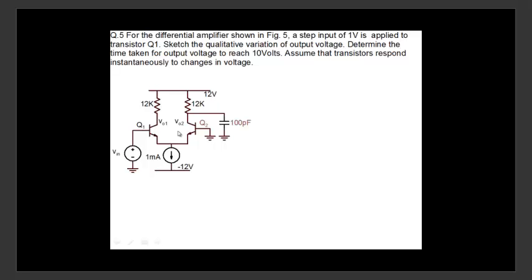VT is 26 millivolts. So practically, what would be a very good assessment of how much current flows here and how much current flows here? The whole current that you see here, 1 milliampere, will flow through Q1. Nothing will flow through Q2. Which means Q2 is cut off, with no current flowing through it. So this whole thing goes away.